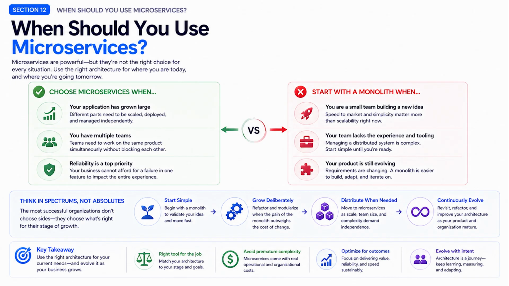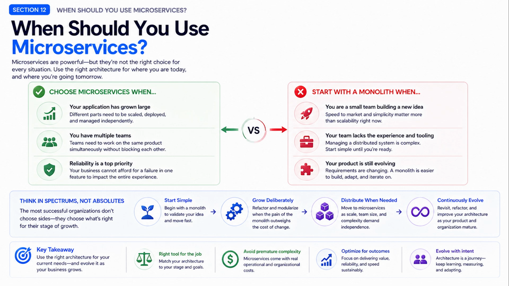On the other hand, start with a monolith when you are a small team building a new idea and speed to market matters more than scalability. Start with a monolith when your team does not yet have the experience and tooling to manage a distributed system. It is far easier to break a well-built monolith into services later than to build microservices prematurely and struggle with their complexity before your business has even found its footing.